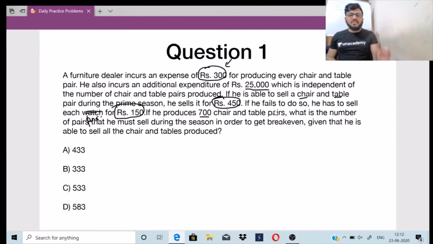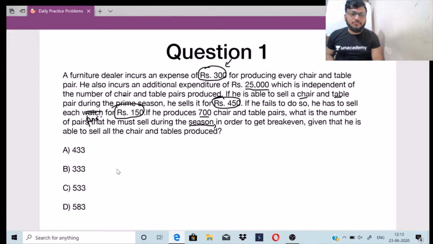After selling these 700 chair and table pairs, in order to break even, how many chair and table pairs must he sell during the prime season? So what is break even? I'll explain it while solving the question. In order to break even, how many chair and table pairs does he have to sell in the prime season so that he can make up for the loss margin? Profit agar zyada ho gaya to loss ki bhi kar sakta hai. Break even ka matlab hai it is equal, right? Equal. To loss jitna bhi ho usko profit se wo kam kar lega, right?